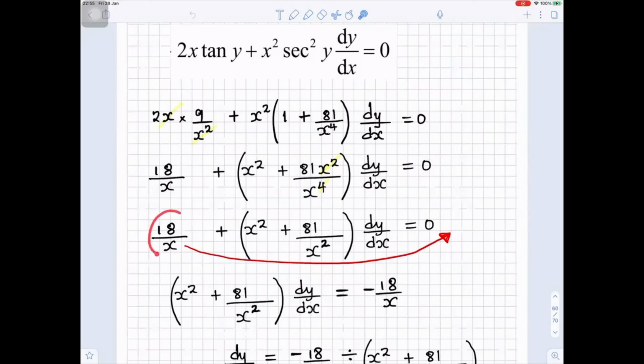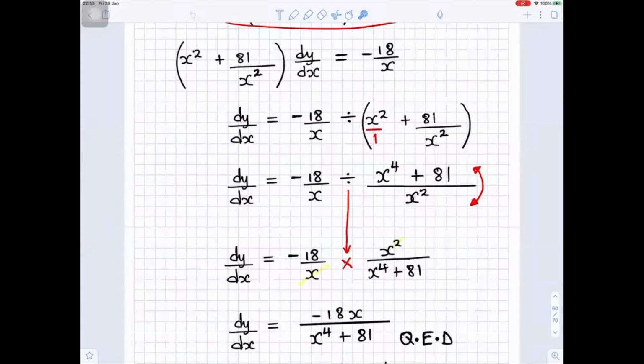So we have 18 over x plus the rest. When we take it to the right side, it becomes minus 18 over x. So we would have x squared plus 81 over x squared stays the same. Dy over dx stays the same. And that is now equal to minus 18 over x.